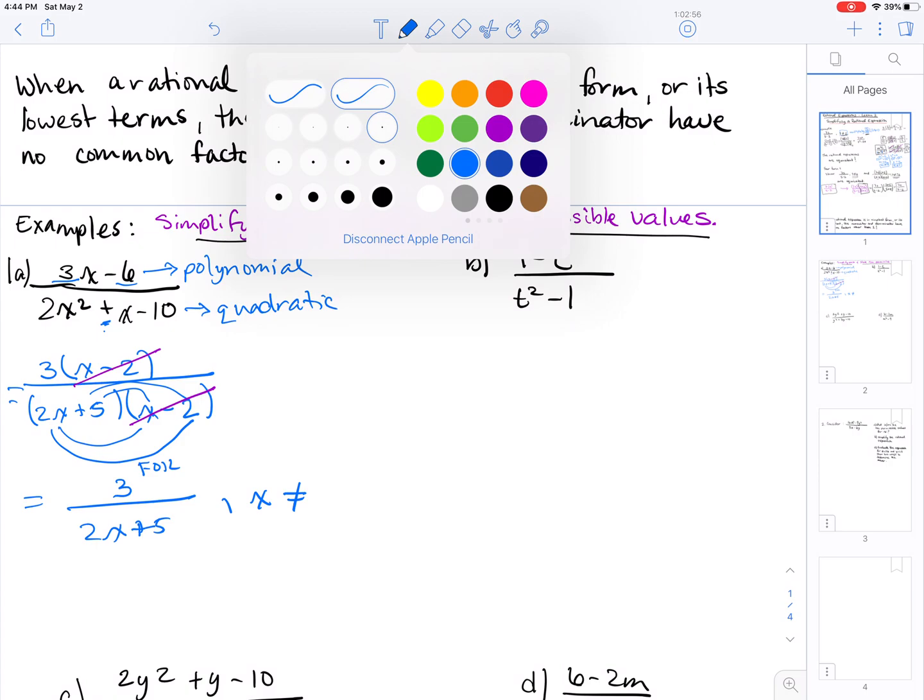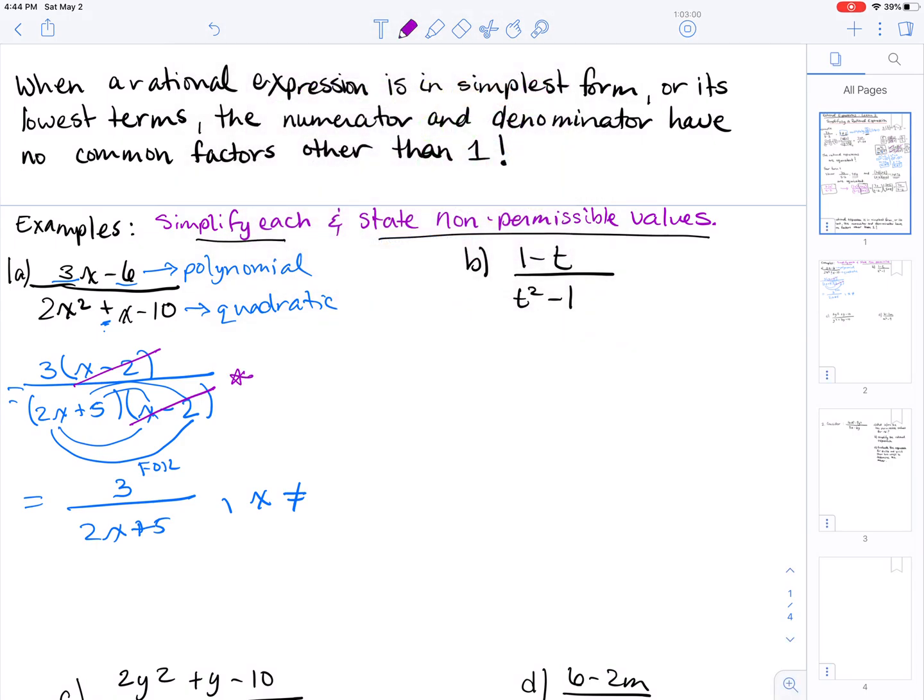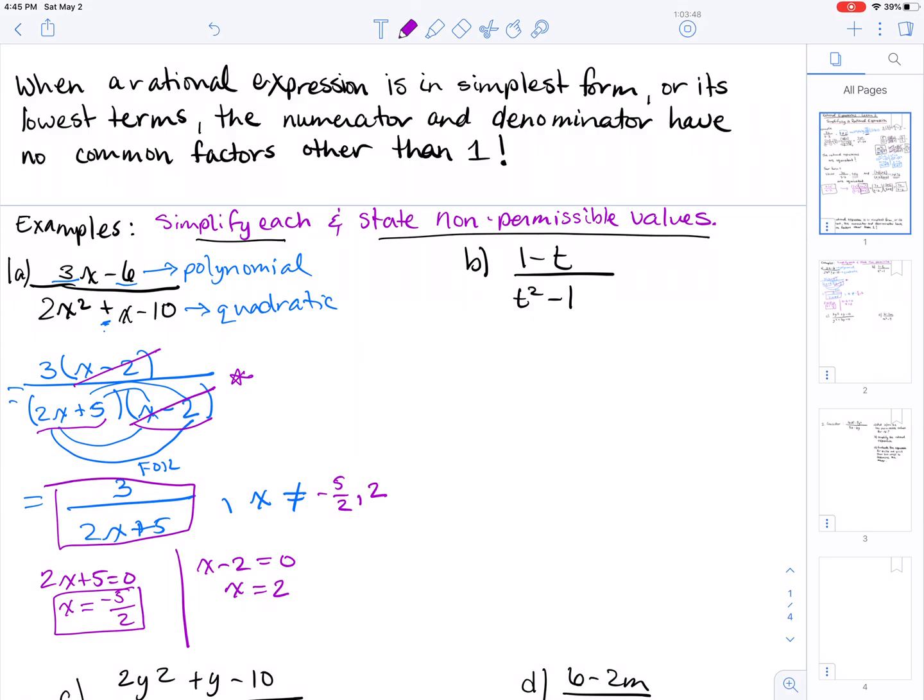I'm going to go back to this line because once I've broken my quadratic down into the individual factors, I can actually pull out my non-permissible values. So if I take my two factors, I have 2x plus 5 equals 0, and the second one is x minus 2. Now I can solve for x. So 2x plus 5 equals 0, I have x equals minus 5 over 2. So that's one non-permissible value, minus 5 over 2. Let's look at my second factor of x minus 2. Set that to 0, solve for x. X equals 2. 2 is my second non-permissible value. So now I have simplified. There's my simplified rational expression, and I've stated my non-permissible values.